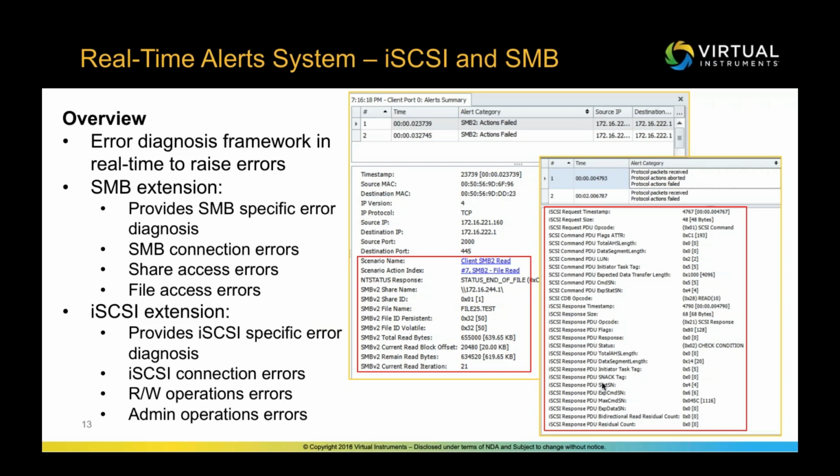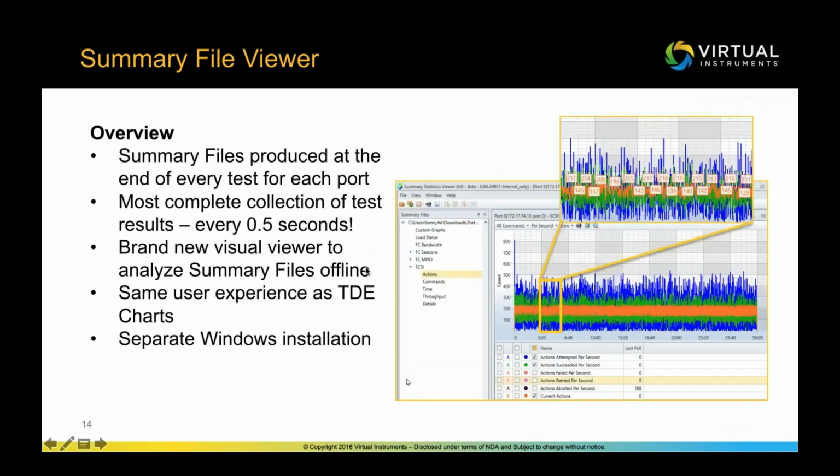So for 6.0, if you're doing any testing with SMB and iSCSI, I certainly highly recommend you upgrade to 6.0 and really take advantage of some of these new features that we're adding for a real-time alert system.